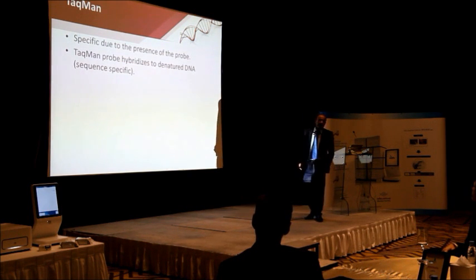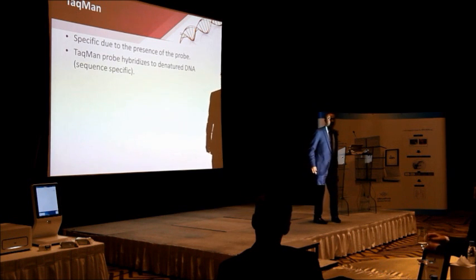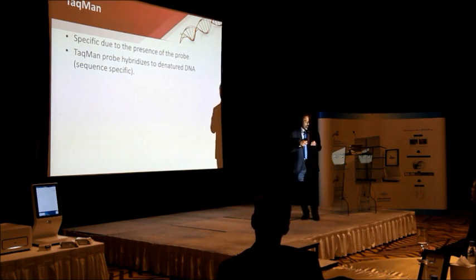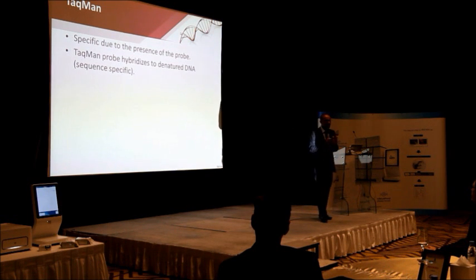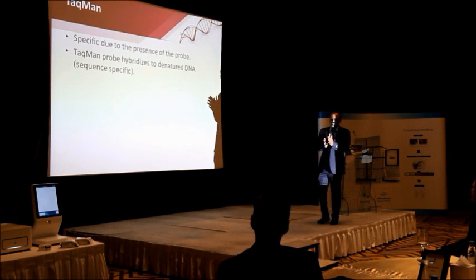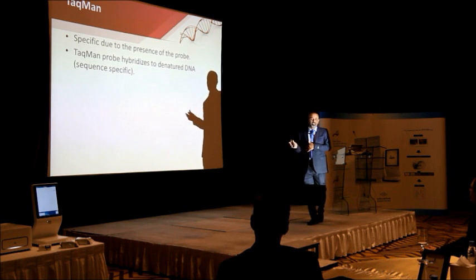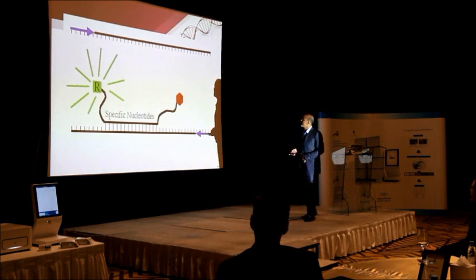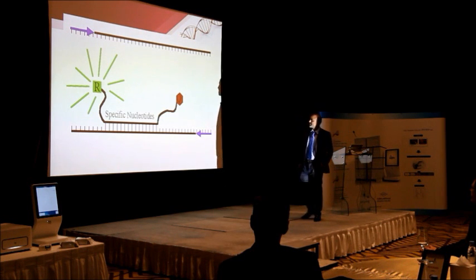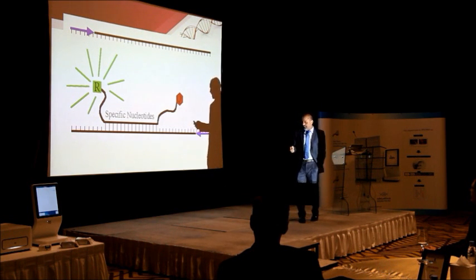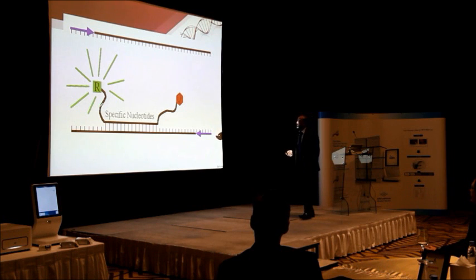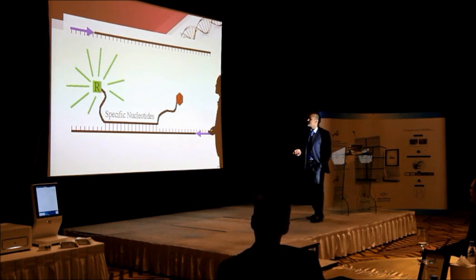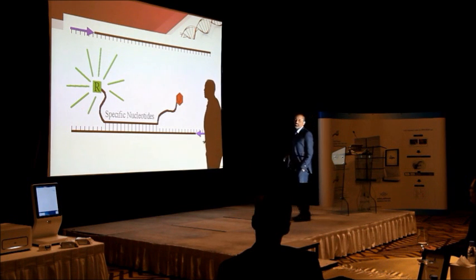TaqMan overcomes this problem, especially the non-specific binding. Now here the probe has nucleotides which can attach to the complementary DNA, which makes things more specific than SYBR Green. Here we have something named reporter and quencher, which attach to each other. So when this reporter is exposed to light, it will emit. But this emission will be suppressed by the presence of the quencher.